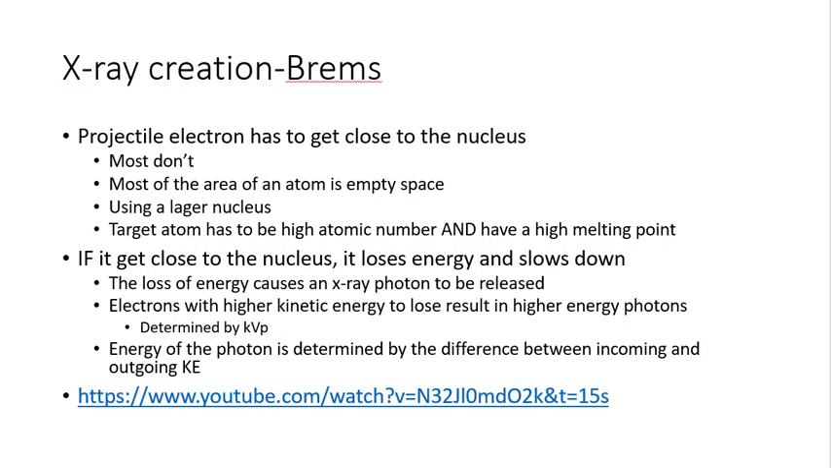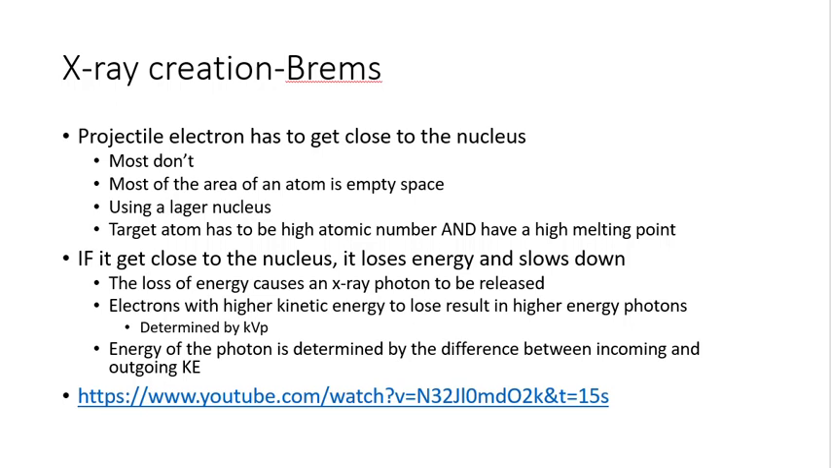Brem's X-ray creation involves just the losing of kinetic energy of the projectile electron. So the electron gets close enough to the nucleus of the atom that the gravitational pull of the nucleus causes a change in direction of that electron, and as it changes direction, it loses some of its kinetic energy. The closer it gets to the nucleus of the atom, the more energy it's going to lose.